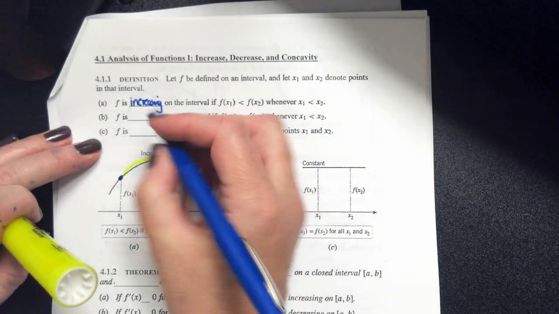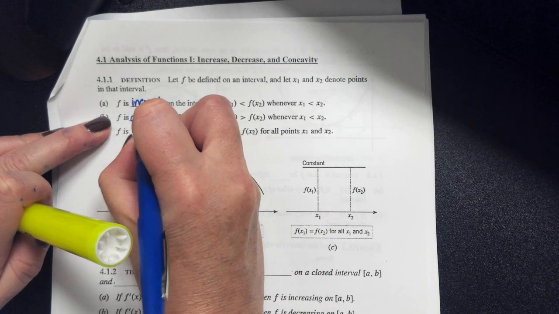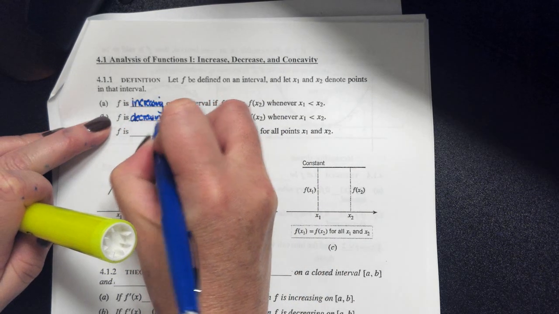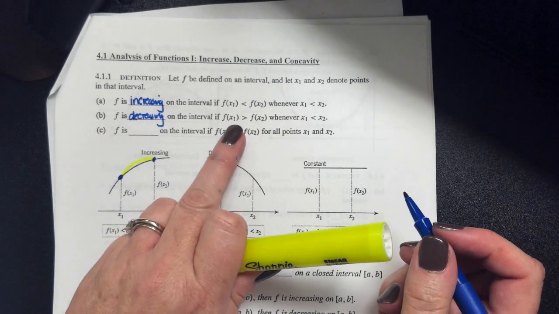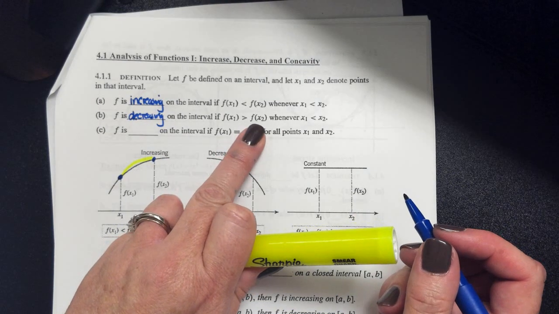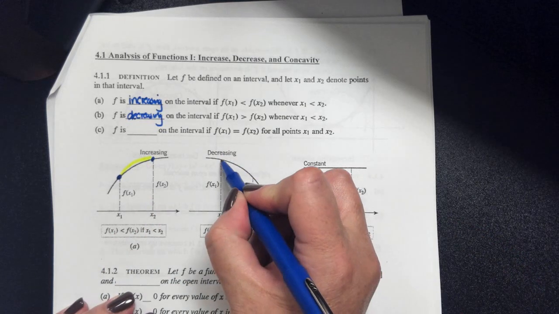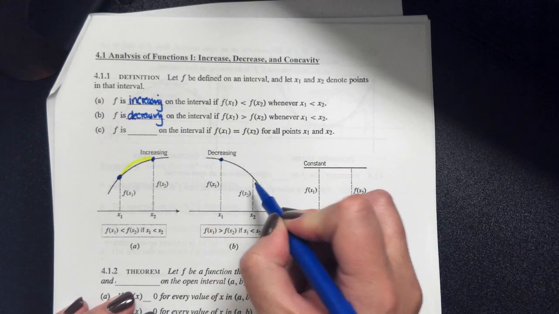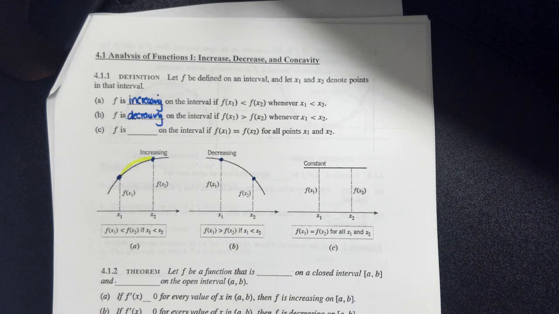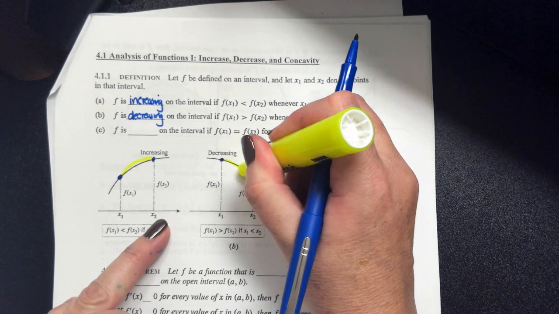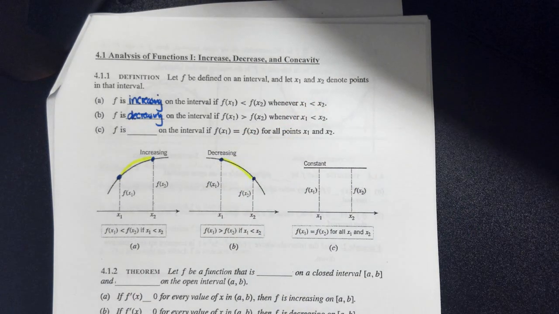We say that f is decreasing on the interval if f of x sub 1 is greater than f of x sub 2. So if you take a look at the second diagram, notice the y value at x sub 1 is greater than the y value at x sub 2. So we can say that this function is decreasing in this particular interval.